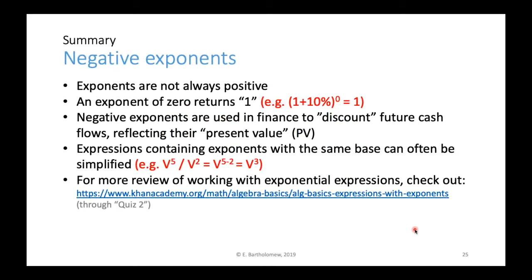So let's summarize. The point here is exponents are not always positive. They can be 0, and in that case, assuming the base itself isn't 0, we will get 1 as our result. So one way of thinking of it is if we're getting 10% returns for 0 years, well, we're not getting anything, so we just stay with our 1. Negative exponents are used in finance to discount future cash flows, reflecting their present value. We saw an example of that. Expressions containing exponents with the same base can often be simplified, and we showed the example where we're dividing v to the fifth by v squared. We could be multiplying, we could be taking them to a higher power, and we saw examples of all of that.